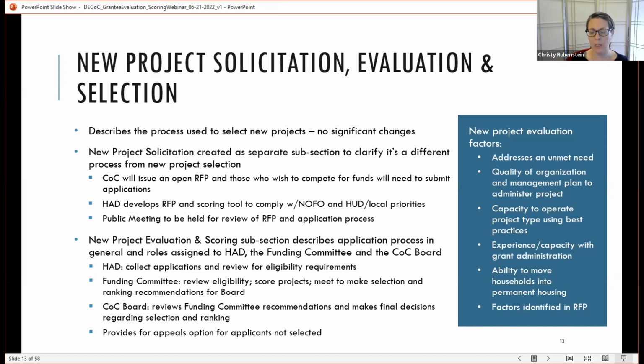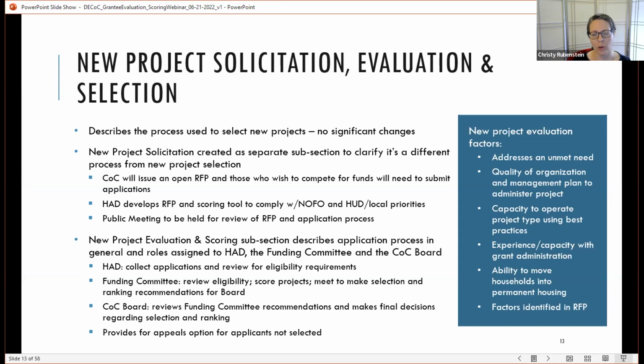HAD develops it, and it's open generally to everyone. The request for proposals is typically open to any project type that HUD allows through the CoC NOFO in any given year. It also details that along with the request for proposals, there's going to be a public meeting during which HAD will review the RFP and the application process. It's a required meeting, and that's again to help ensure that folks who are interested in applying for new project funds fully understand what the RFP says and what the application process requires.